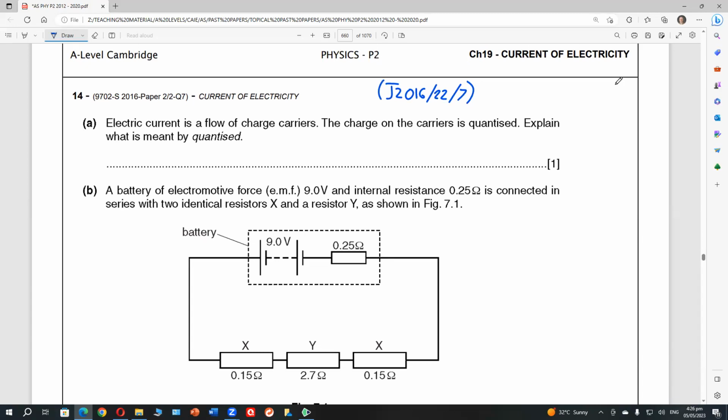Electric current is a flow of charge carriers. The charge on the carrier is quantized. Explain what is meant by the term quantized.